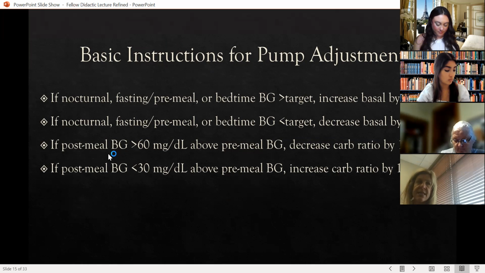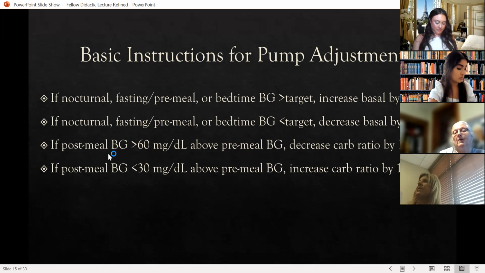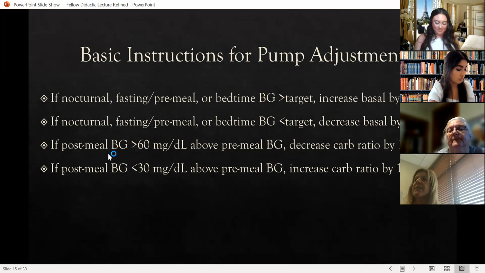So the 30 and 60 is if your goal is 120, but right before their meal, they're always running 200. That is 60, definitely 60 above. So then you want to make the changes there, because you're not giving enough insulin. So you need to lower their carb ratio.